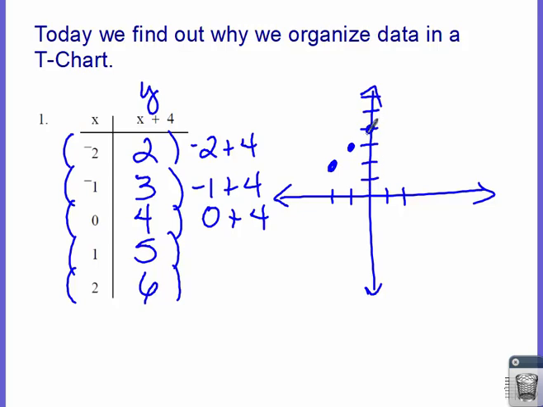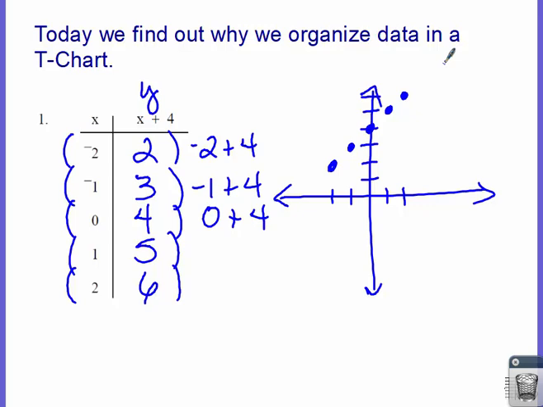Now what do you notice about those points so far? It kind of looks like they're on a line. Let's see if the others fall on that same line. The next point is 1, 5. So I go right 1, up 5. And then the next point is right 2, up 6. And sure enough, it does appear that they lie on the same line. But it's not a line yet.